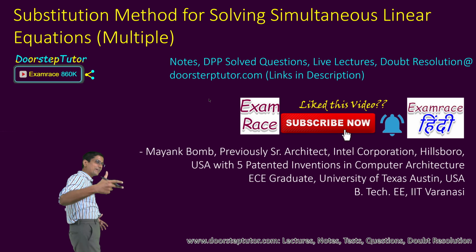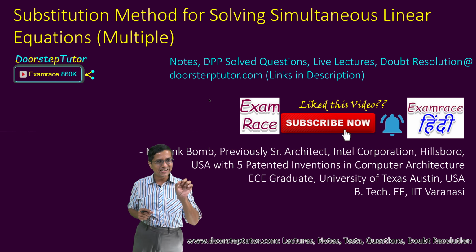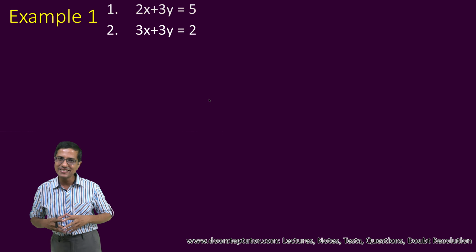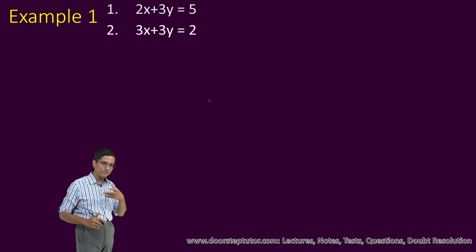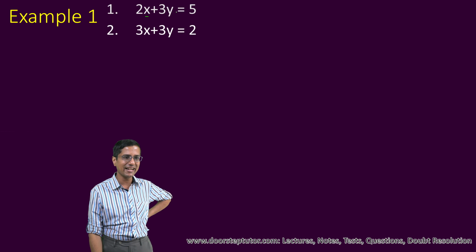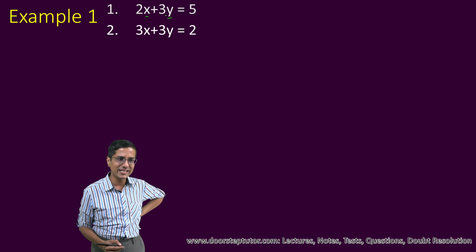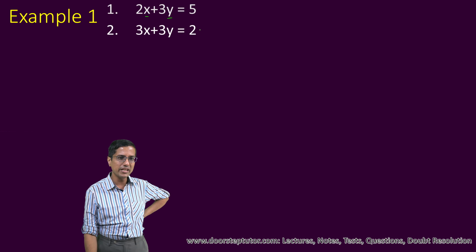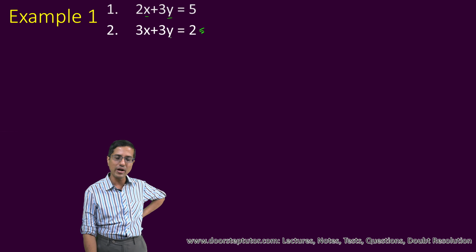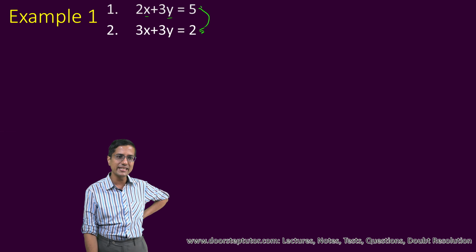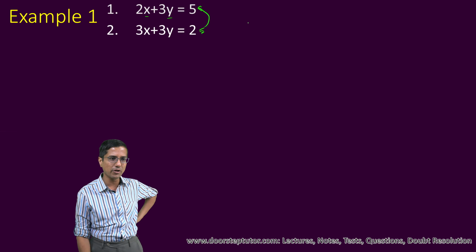Now let's look at another method for solving simultaneous linear equations, and this is the substitution method. Again, the substitution method is very simple when we have two equations in two unknowns. So here are two equations in x and y, and as the name suggests, the way it works is that we use one of the equations to find the value of x or y, and then use that value and substitute in the second equation. So let's just do it and see how it works.